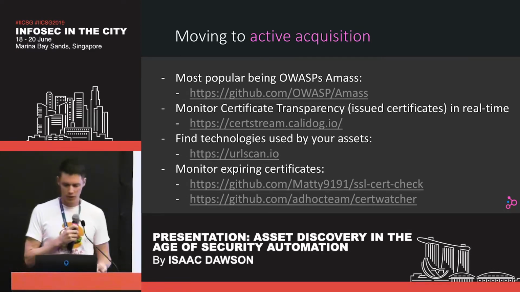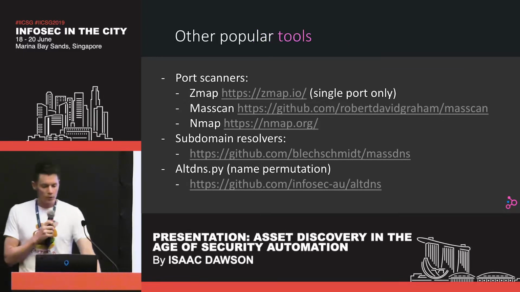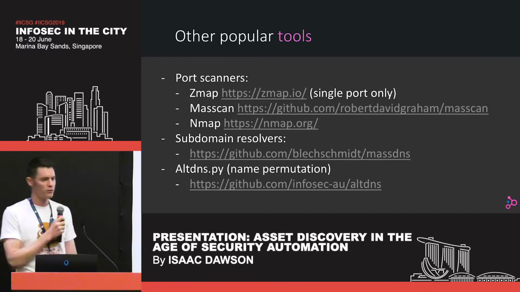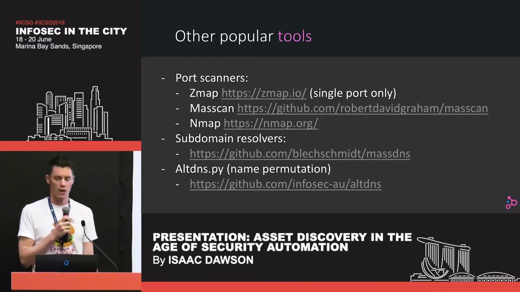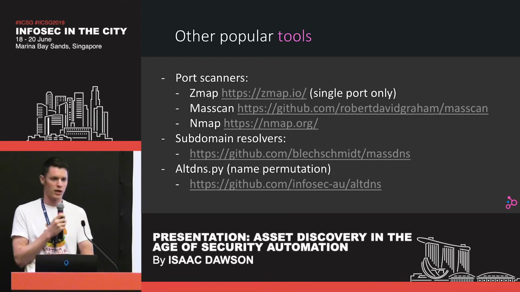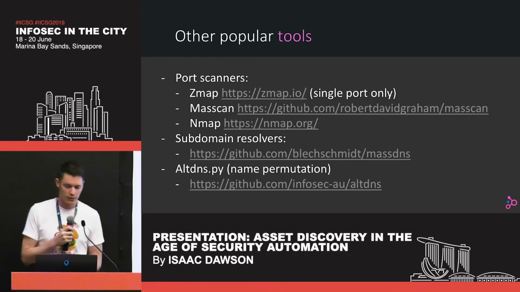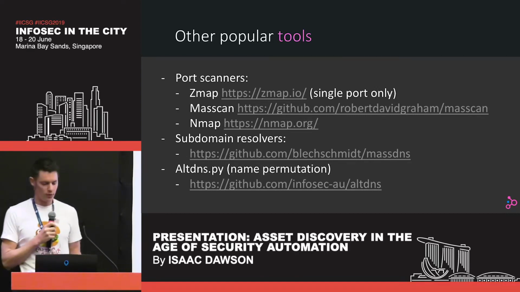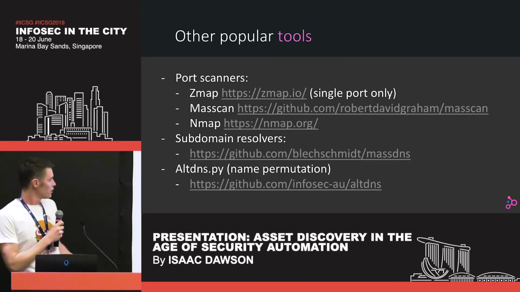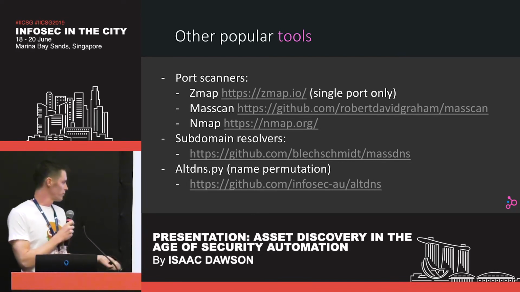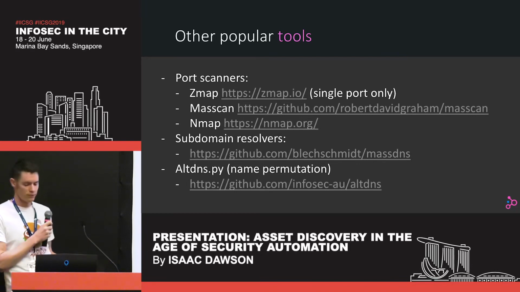Not too complicated. Some other popular tools: for port scanners, you've got ZMap, very fast, but only a single port. So I would recommend using MassScan if you want to do multiple ports, unless you literally just want to scan your entire organization for a single port. Nmap, the tried and tested and true, is a bit slow, but it gets the job done. Subdomain resolvers, there's MassDNS. For name permutations, you have AltDNS.